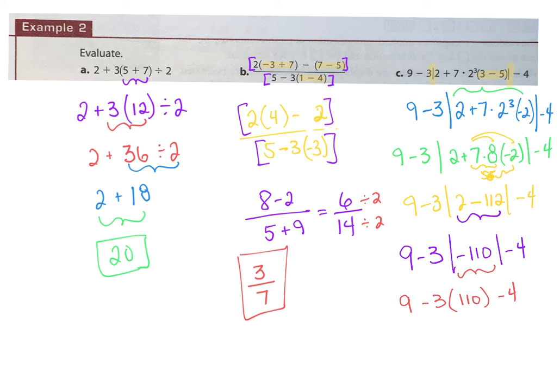What's my next step in my order of operations? Yeah, multiply these two. So we have negative 330 or minus 330 and 4. And then I can just do it from left to right. Yes. So I have 9 minus 330. That's what? Negative 321. Minus 4 is negative 325. All those big numbers.